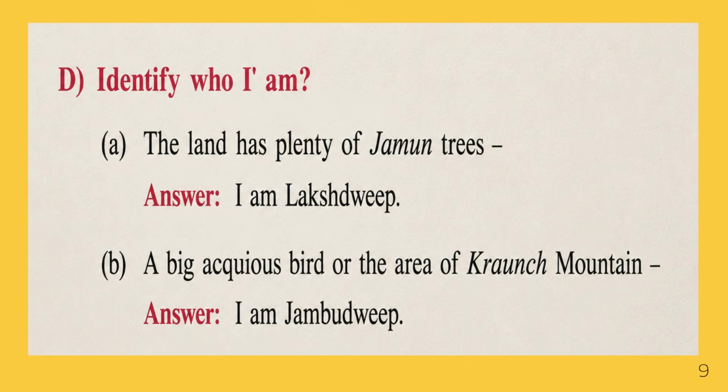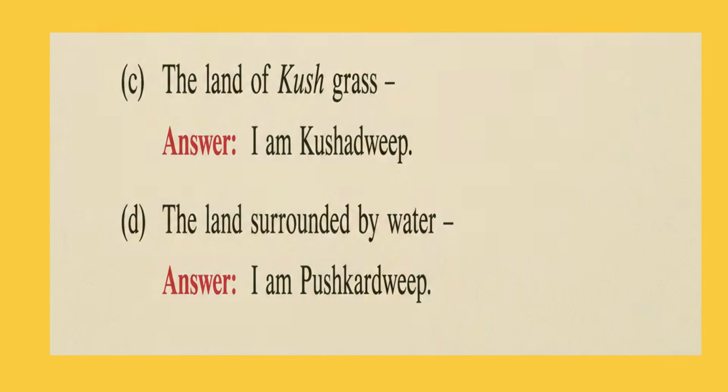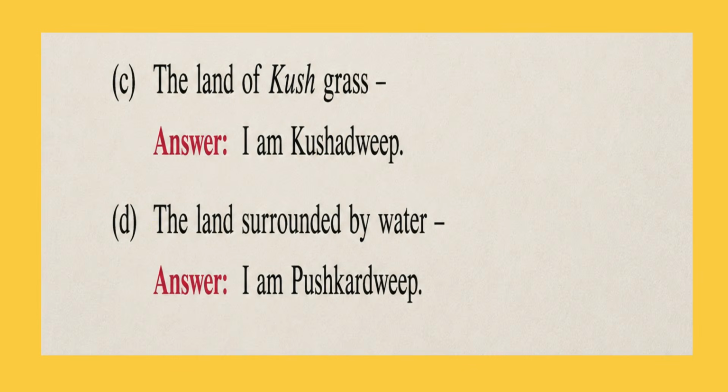Testing our knowledge with Identify Who I Am. The land with abundant jamun trees is identified as Lakshadweep, while the area associated with Kranch Mountain is Jambudweep. Continuing our identifiers, the land of Kushgrass is Kushadweep, and the land surrounded by water is Pushkardweep.